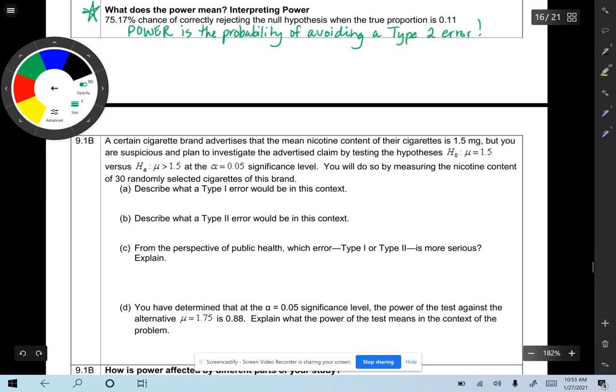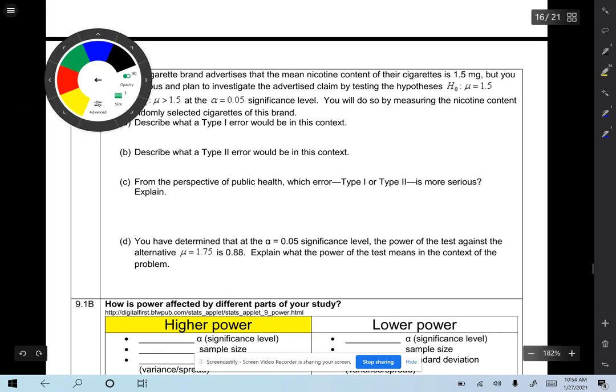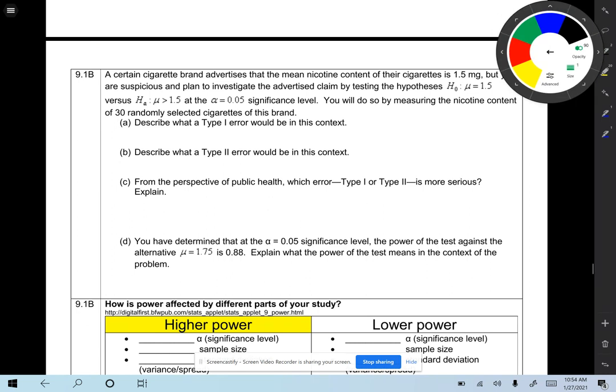Okay, let's look at an example. A certain cigarette brand advertises that the mean nicotine content of their cigarettes is 1.5 milligrams, but you are suspicious and plan to investigate the advertised claim by testing the hypothesis. The null hypothesis is that the mean is 1.5 versus the alternative that the mean is greater than 1.5 at the 0.05 significance level. I know we're not doing proportions, but this is just about understanding type 1 and type 2 errors and power. You will do so by measuring the nicotine content of 30 randomly selected cigarettes of this brand.